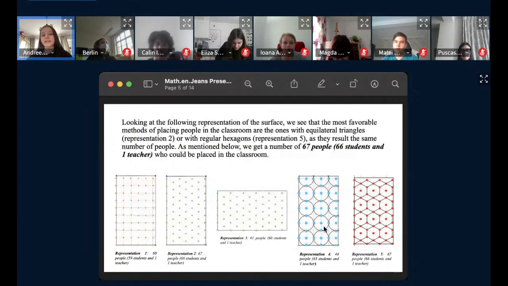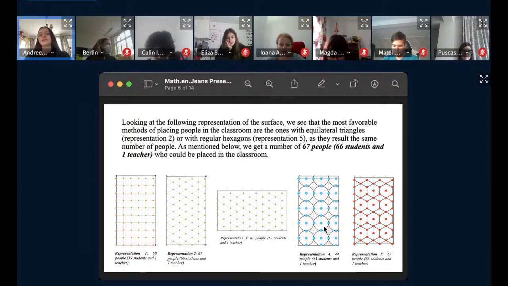As you can see on the screen, we got 5 representations of the surface. I will start and describe each of them. The first one, representation number 1, was made with squares of side 1.5 meters, and using this method, we can place 60 people in the classroom. Then the second one, with equilateral triangles with a side of 1.5 meters, allows us to place 67 people in the classroom. Then we move to the next one.